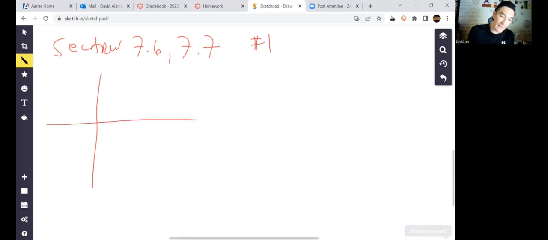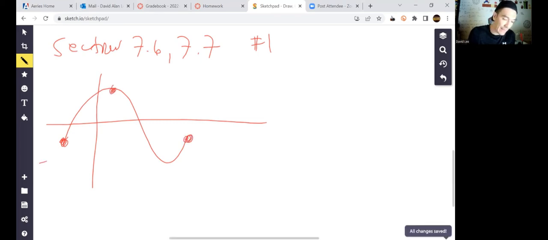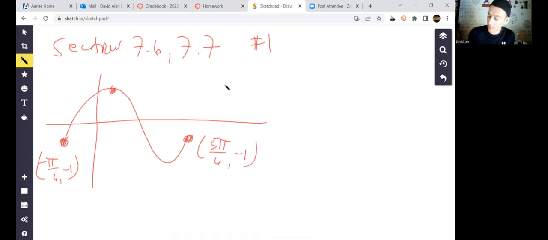So in section 7.6 and 7.7, what we have to do is write the equation of this sine wave, and it's given that it begins at (-π/6, -1), and it finishes at (5π/6, -1), and there's a little point up here at (π/12, 2). Now the goal is to write the equation.